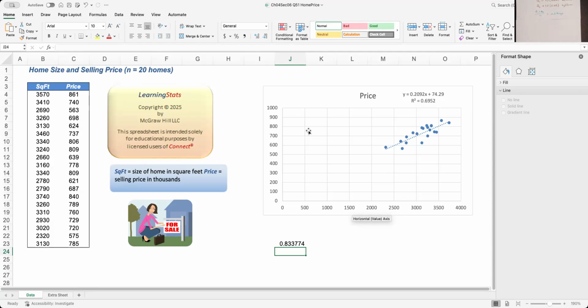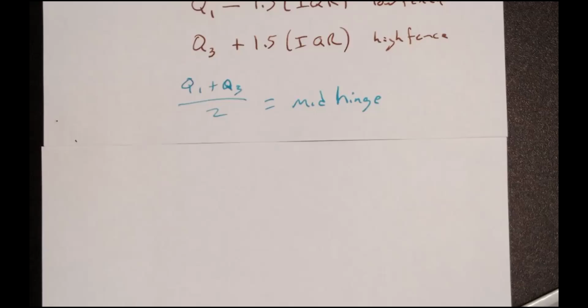An important note. R is a measurement of the linear behavior between my data sets.